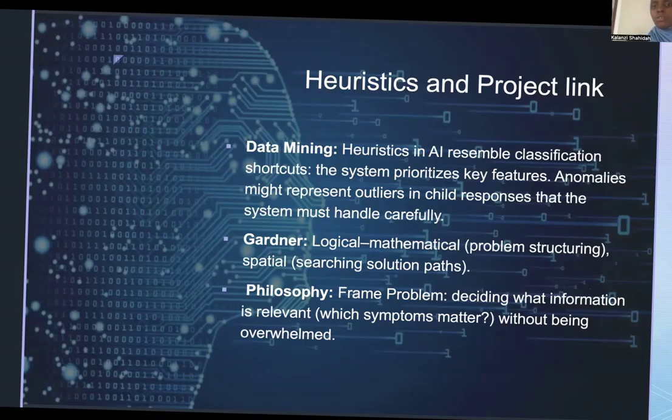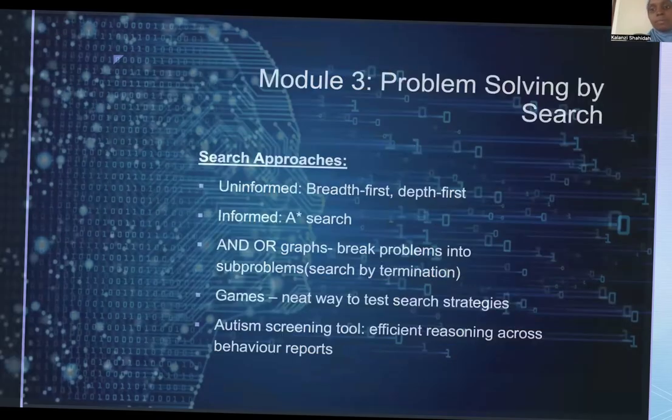Then philosophy, we talk about deciding what information is relevant, which symptoms matter. We choose which symptoms we are going to base on to screen for autism. Will we identify a speech delay as an autism symptom? Is it what we will use to identify autism? That is what we mean by philosophy: you frame the problem without being overwhelmed.